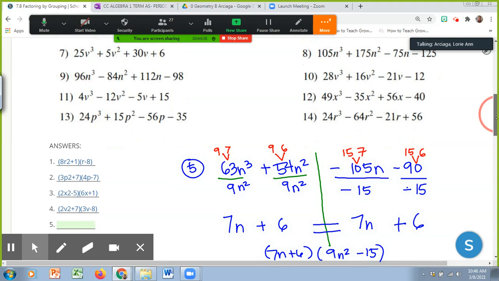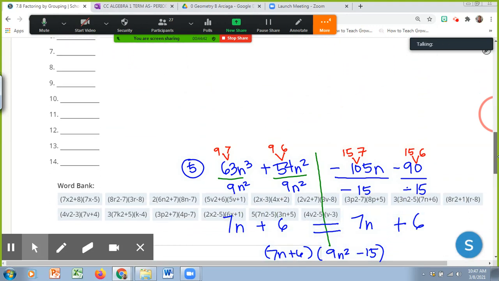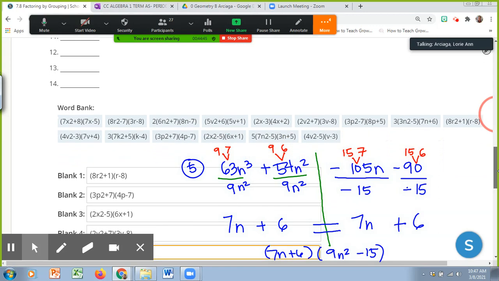Let's find that in our answer bank. 9n squared. Okay, 7n plus 6. 7n plus 6. This one is the closest one. You see that one? Okay, that one has 7n plus 6. Now, what did they do to the 9n squared minus 15? This one has another GCF, right? They divided. Yeah.